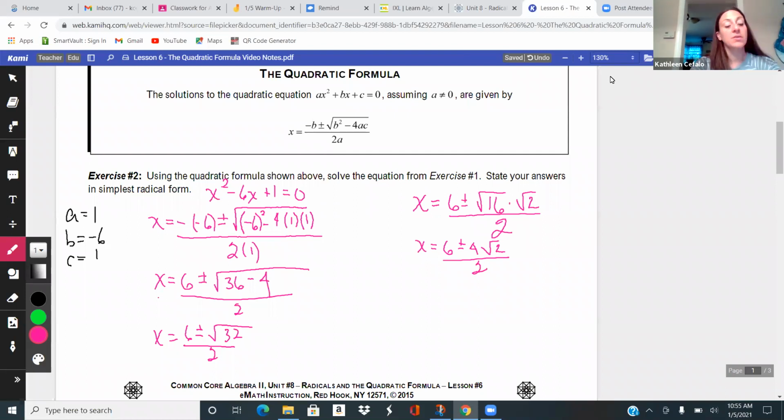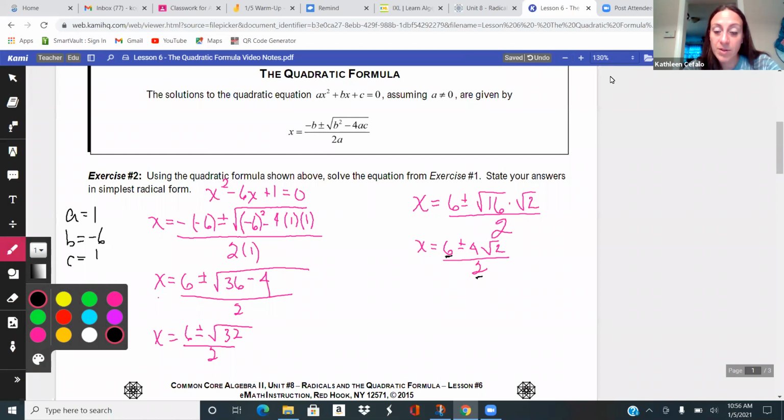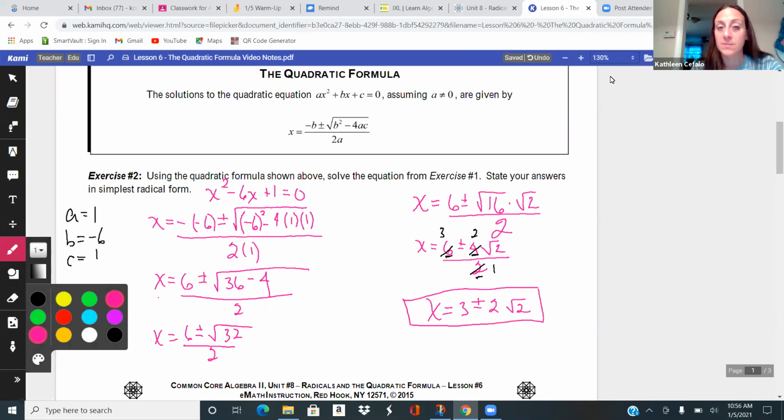So we can reduce the fraction because I see on the denominator, I have a 2. And in the numerator, I have both a 6 and a 4. And this 2 can evenly be divided into each of those terms evenly. So 2 goes into 2 once, 2 goes into 6 3 times, and 2 goes into 4 twice. Okay, now we're just going to simplify this. I have 3 plus and minus 2 radical 2, and it's all over 1, so I don't need to write that. This would be my final answer.